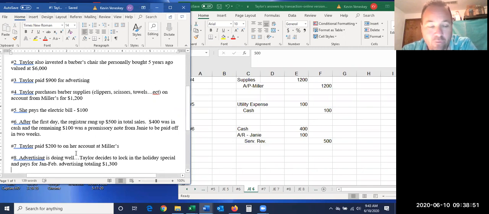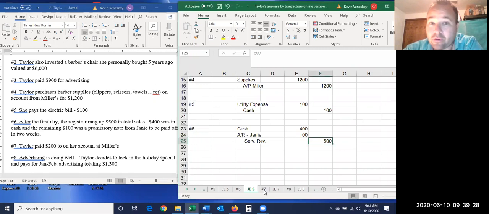Okay, two left, and then we're going to start totaling things up and preparing the trial balance. Taylor paid $200 on her account at Miller's. All right, now this is one where it's not quite as straightforward, but we can think about it and eventually it'll make sense. You ask yourself, what did you get? If you pay on your account to Miller, you still get something. It's not something that you can physically touch, but you still get something. And what you actually get is, well, you owe Miller less money.